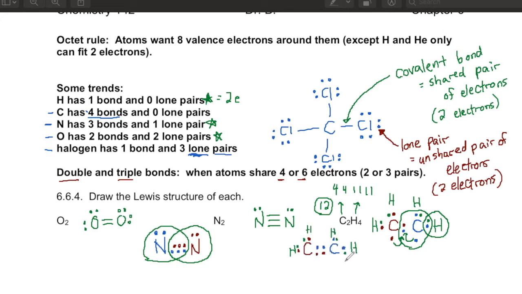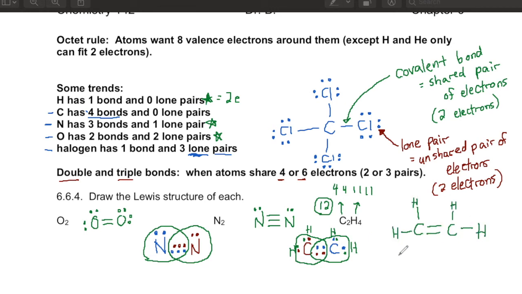All right, so here we have some more sharing going on. We have 4 electrons being shared between the carbons, and that is better because now the carbon has 8 around it, and so does the other carbon. And each of the hydrogens have 2, so now everybody is happy. We'll just draw it with lines so that it's easier to see.